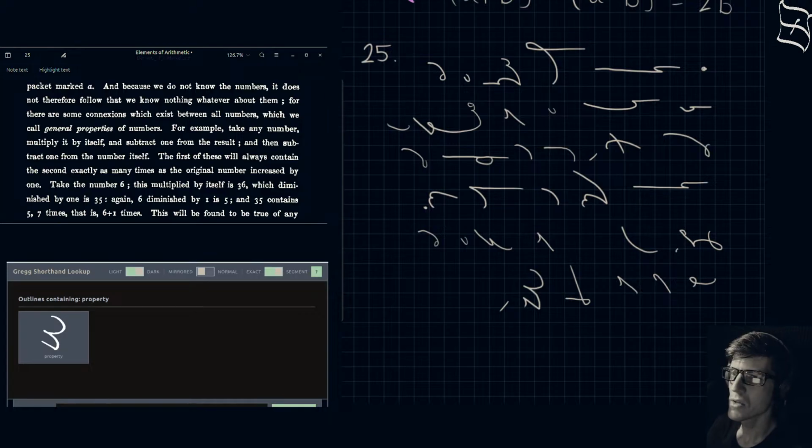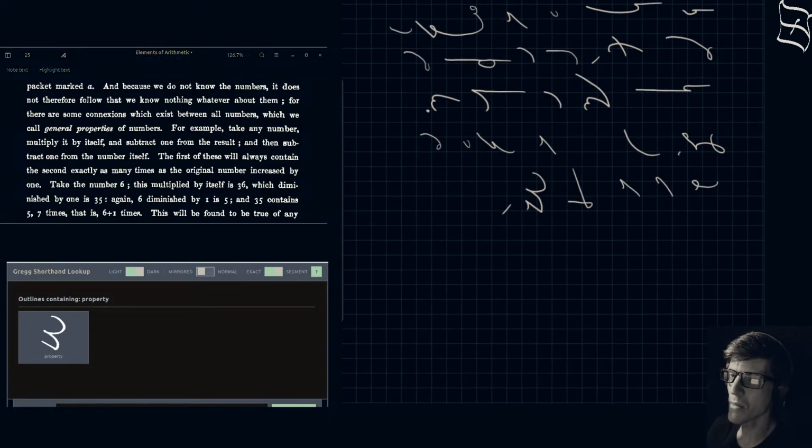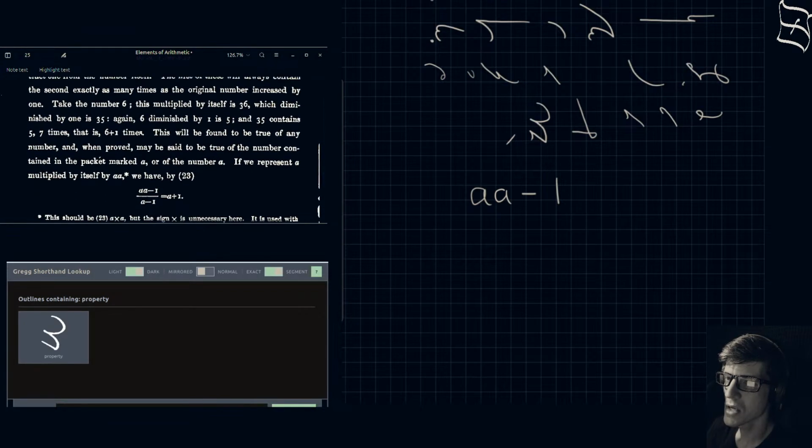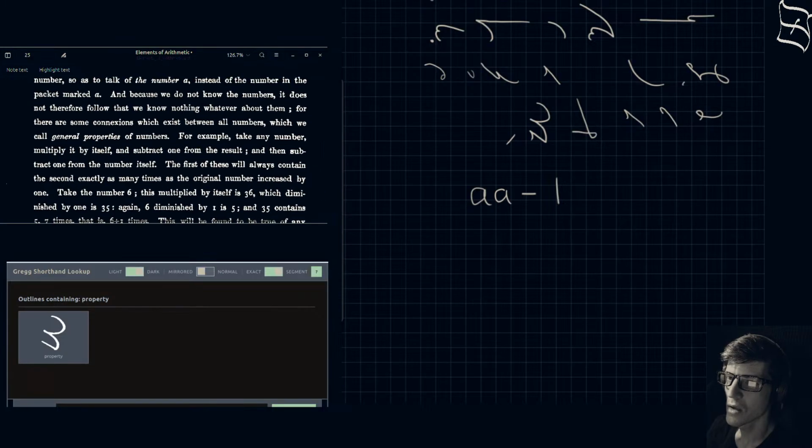Now, what is one example? For example, take any number. Let's take A, for instance, right? That's the form he gives. Take any number. Multiply it by itself and subtract 1 from the result. And then subtract 1 from the number itself. The first of these will always contain the second exactly as many times as the original.